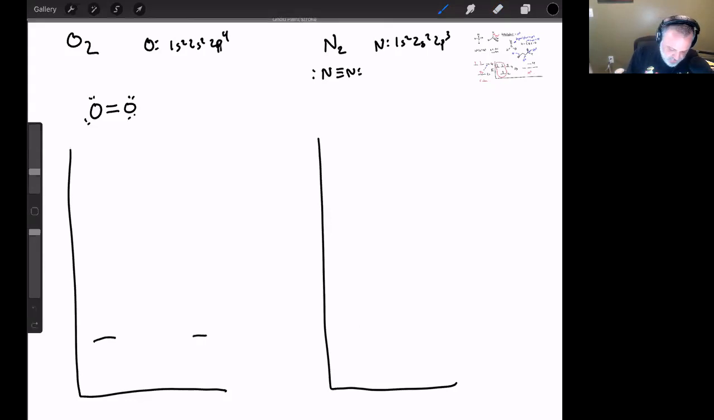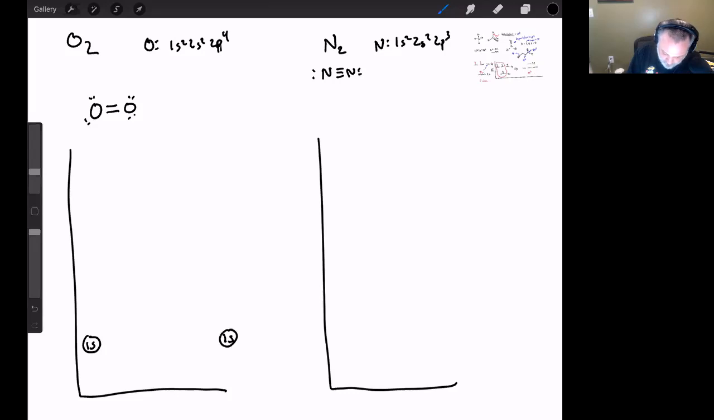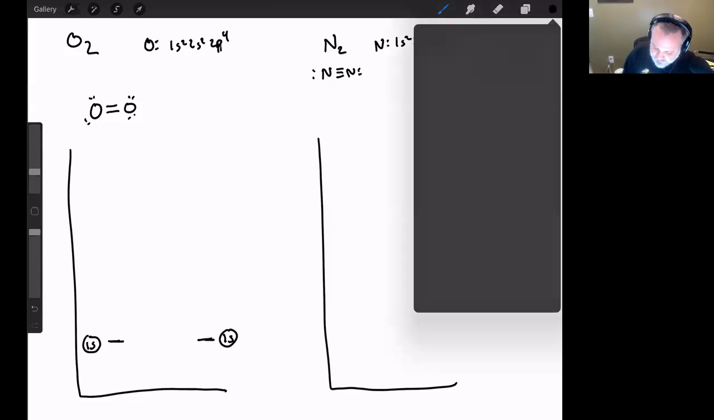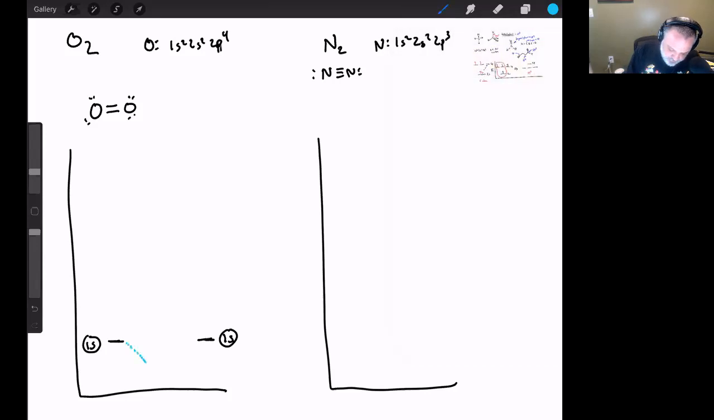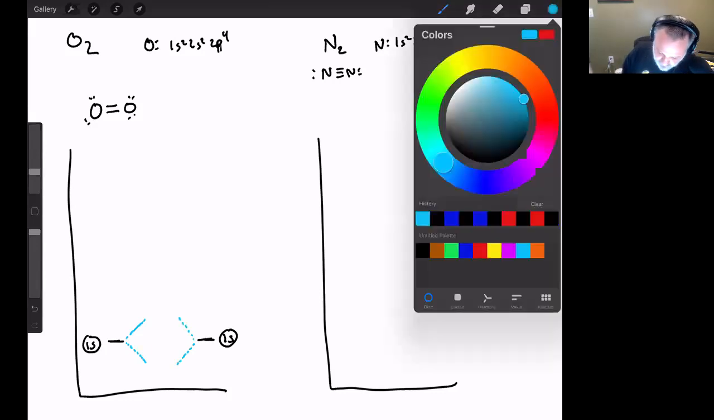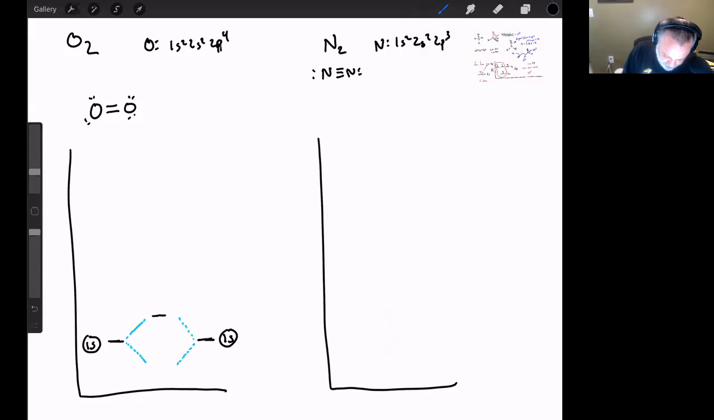And so what we're going to do is perform a linear combination of atomic orbitals. I just want to make sure that we understand what I'm mixing here. I've got a 1s orbital and a 1s orbital. When we mix two orbitals together, we get two orbitals out. This is the same as it was before. Just like in valence bond theory, put two orbitals in, you get two orbitals out. There's a difference here. One of the orbitals gets higher and the other orbital gets lower.